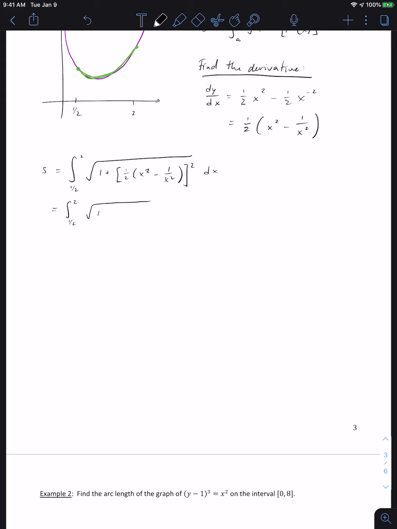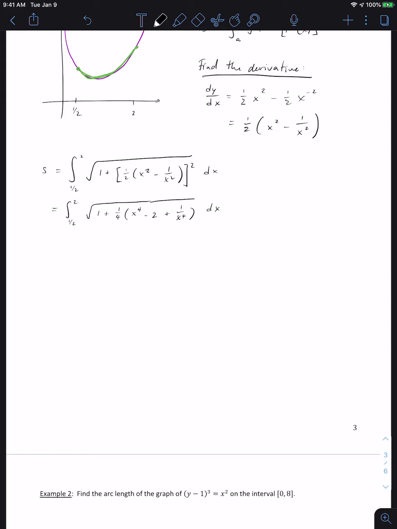If we do that, we get 1 plus 1/4, because I would square the 1/2. And now if I square the quantity x squared minus 1 over x squared, remember we have that trick: the first one squared, so x to the 4th, 2 times the first times the second, so that would be minus 2, because when I multiply x squared times 1 over x squared, I get 1, and then plus 1 over x to the 4th, because that is 1 over x squared, quantity squared.